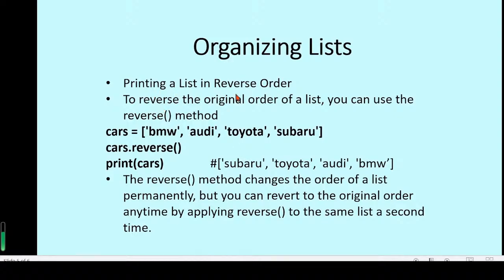Printing a list in reverse order. Just to reverse the original order of a list, which may not be alphabetical order, you can use the reverse method. So this is the original list. If we use cars.reverse() and print cars, then the order of the elements is reversed. So the last one will be printed first. The reverse method changes the order of a list permanently, but you can revert to the original order anytime by applying reverse to the same list a second time.